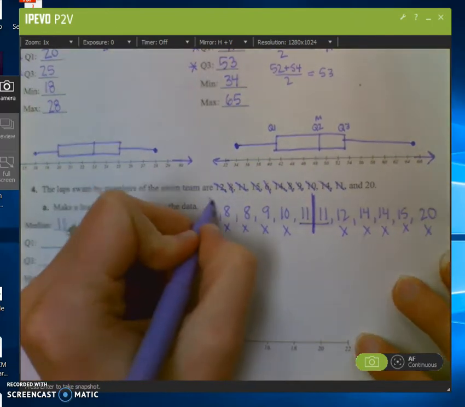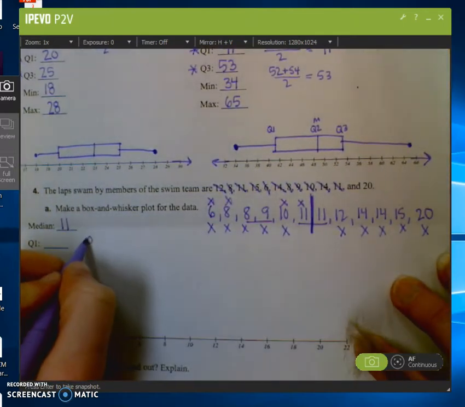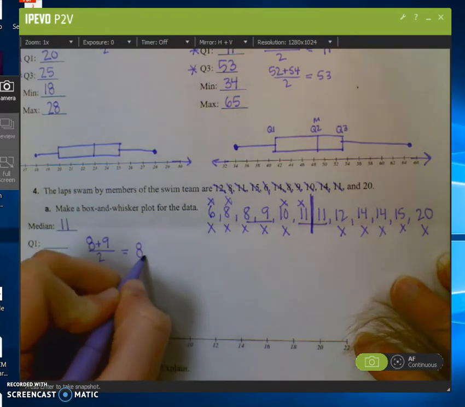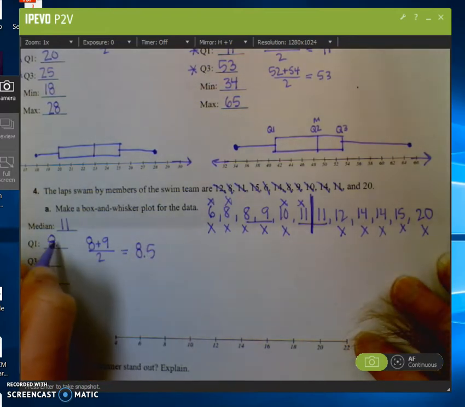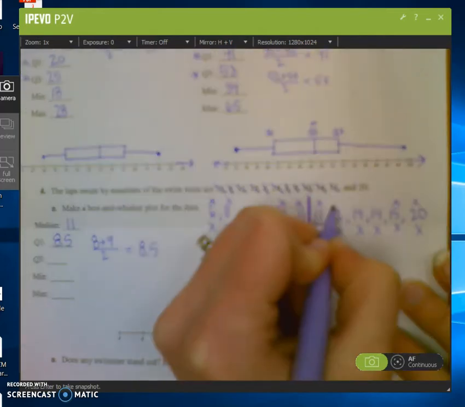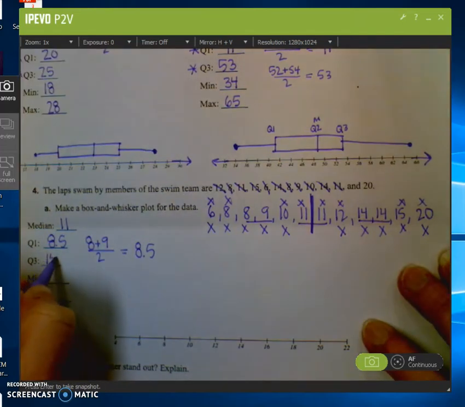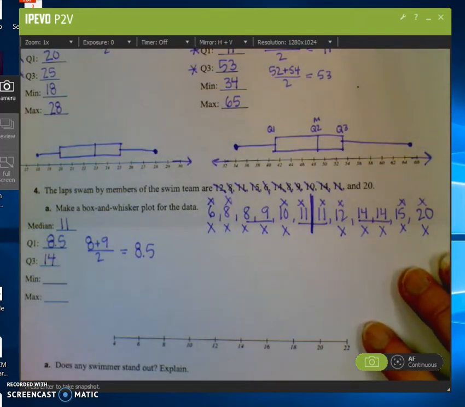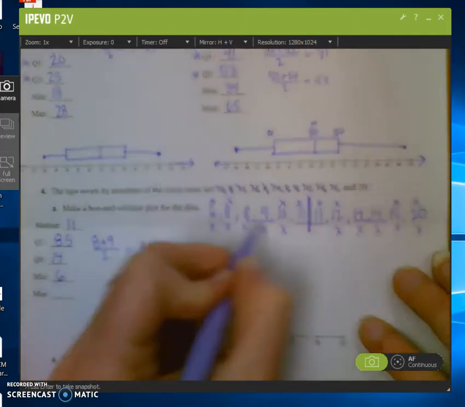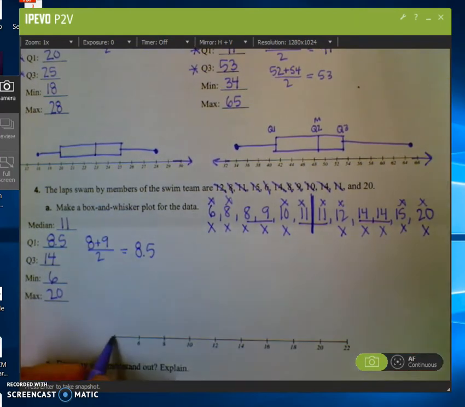So the median down here, I have 8 and 9. So I'm going to have to add 8 plus 9 divided by 2, and I get 8.5. And then the median of my upper half is still stuck between 14 and 14, so my Q3 is 14. My minimum is my smallest data value, that's a 6. My maximum is 20.